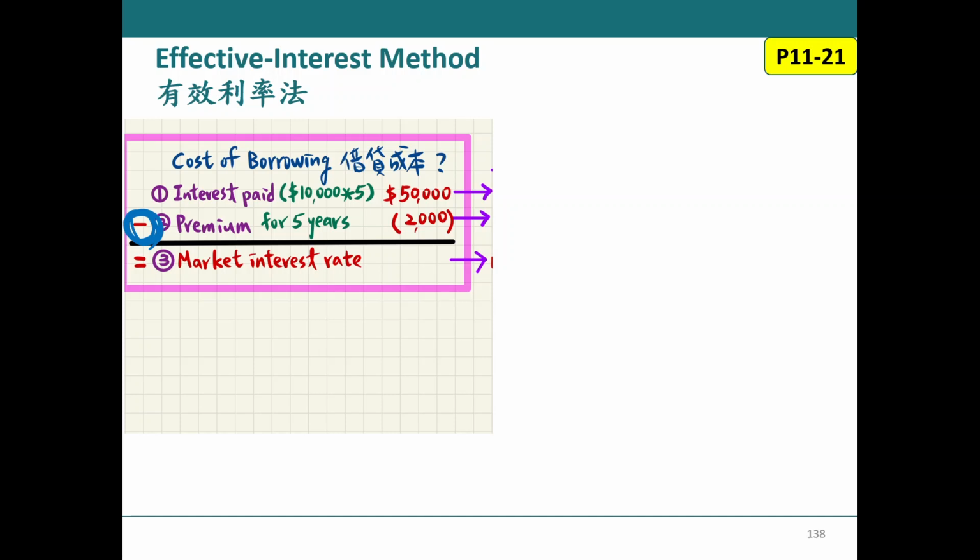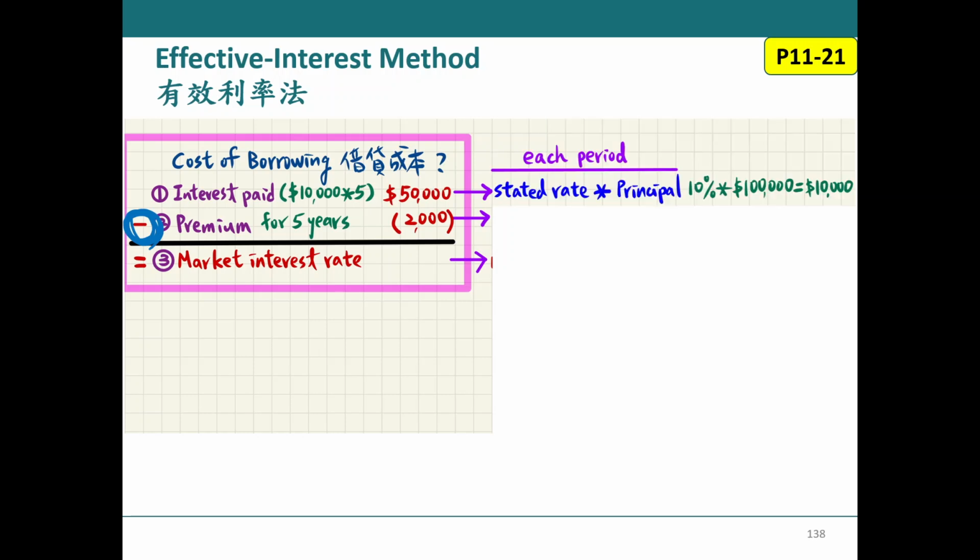Okay, then how to get our first cost of borrowing? First cost of borrowing, the interest you paid, is always based on what? Your promise, right? So what's your promise? Contractual interest rate times your promised principal. So you promise to pay the interest $10,000 each period, okay? So your first cost of borrowing is always based on your promise, okay? Then do we know the second cost of borrowing? So far, it's quite hard to get our second cost of borrowing. That's why we find out our total cost of borrowing first, okay?